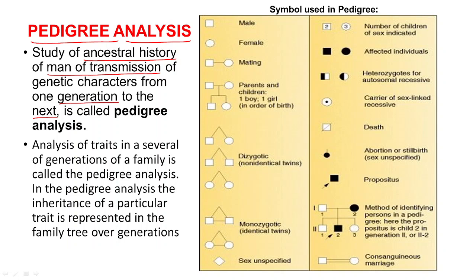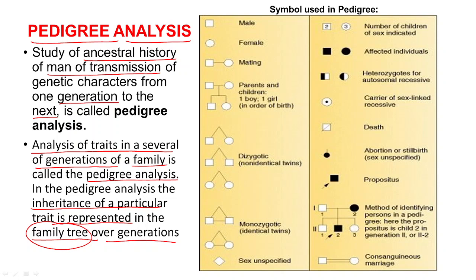Pedigree chart or pedigree analysis can also be referred to as the analysis of traits in several generations of a family. In the pedigree analysis, the inheritance of a particular trait is represented in the family tree over different generations. That is why it is called a family tree. The inheritance pattern of a particular trait as a family tree over different generations, that itself is called pedigree analysis.